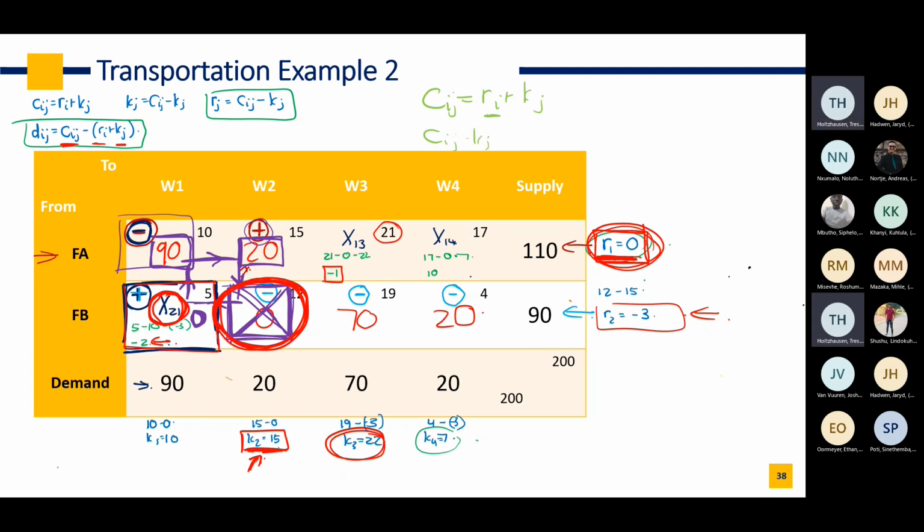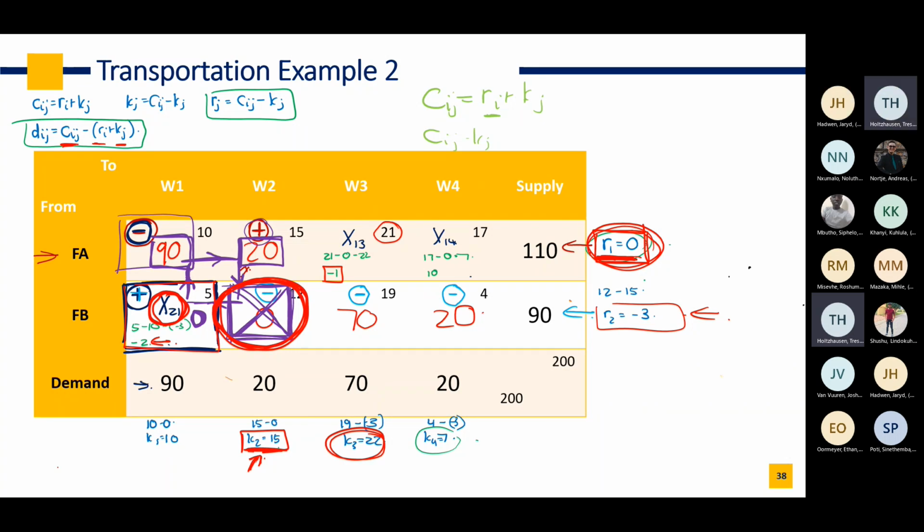Okay. And then if the 0 was in the first column, would we then use 5 minus 10 and not 12 minus 15? Yes, you'll use whichever one is the active one, not the non-empty cell. Okay, cool. Thank you very much.